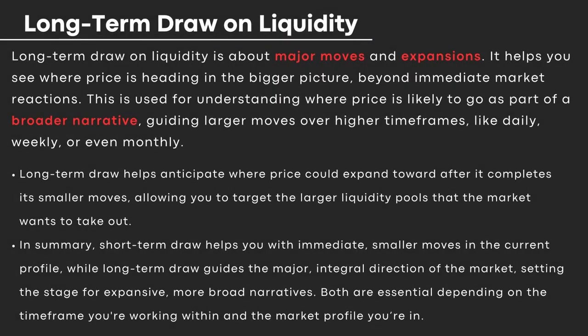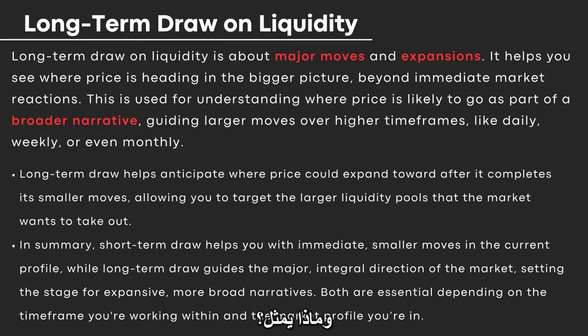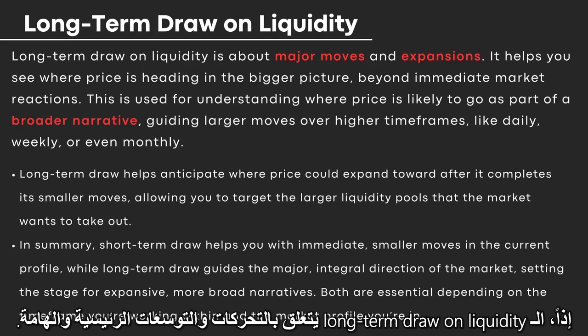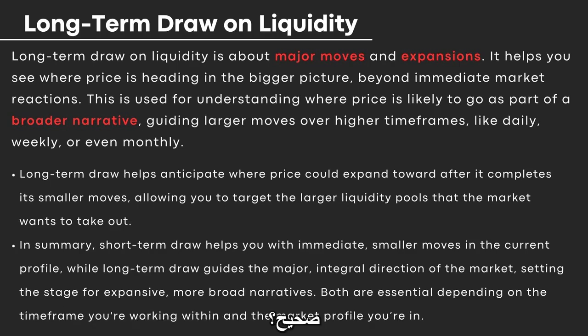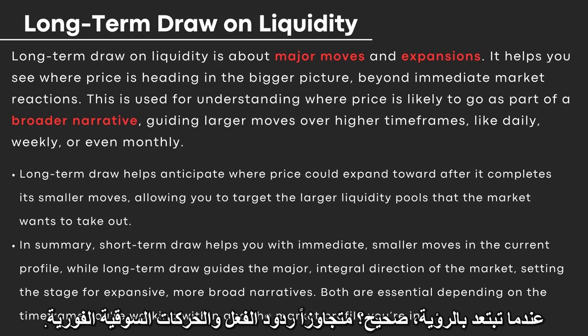Moving on, next up we've got the long-term down liquidity, right? And in this slide, we're going to discuss what long-term down liquidity is, what it means, what it stands for, and how to actually use it so that it can assist us in our analysis and execution. So, long-term down liquidity is about major and significant moves and expansions, right? It helps you determine and see where price is heading in the bigger picture when you zoom out, right? Beyond immediate market reaction and movements, right?